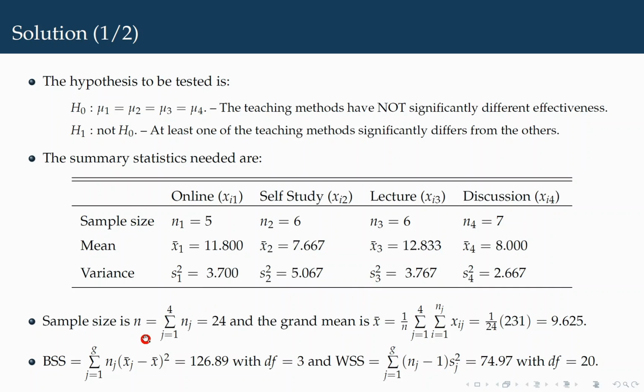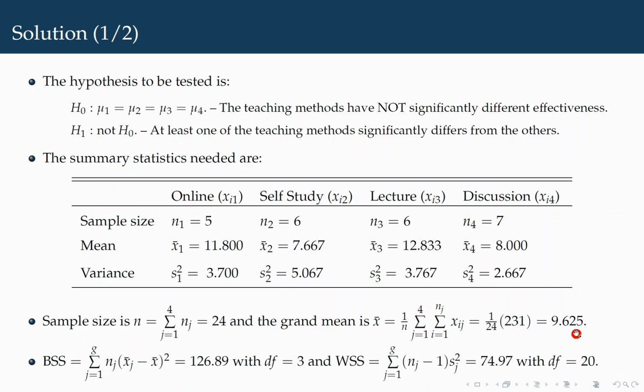And the total number of observations is nothing but n1 plus n2 plus n3 plus n4. That is, totally we have 24 observations. And the overall mean is nothing but 1 over n, that's 24, times the sum of all the values. So the overall mean will be 9.625. This is the overall mean.